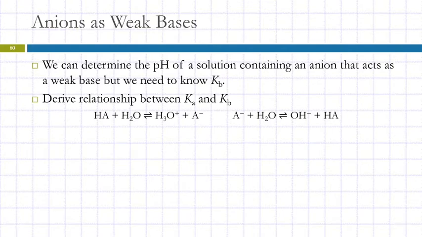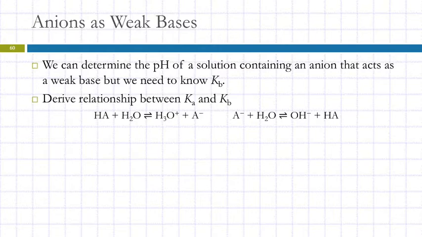So let's look at anions that do act as weak bases, so we can figure out the pH of the solution in which we have an anion acting as a weak base, but we have to know what that Kb is. Well, you're going to find Kb's for neutral molecules that are weak bases, but you're not going to find tables of Kb's for anions. So we figure it out from the acid dissociation constant, the Ka. So here we're asked to derive the relationship.